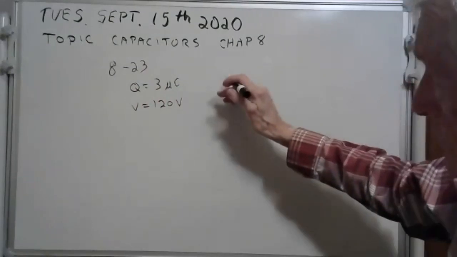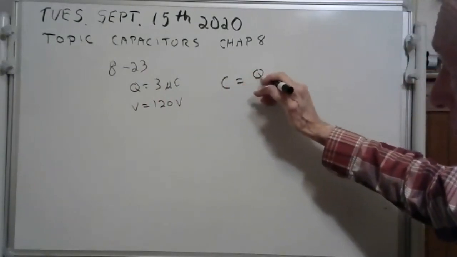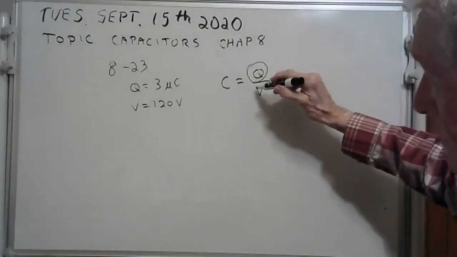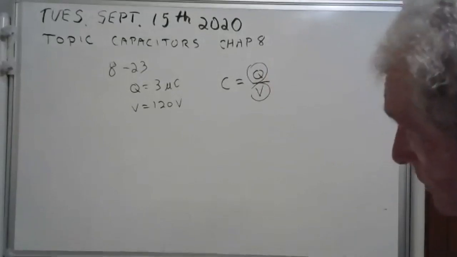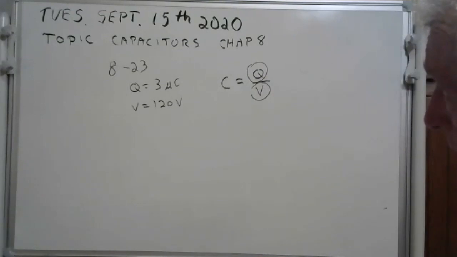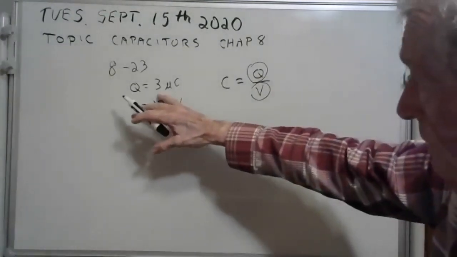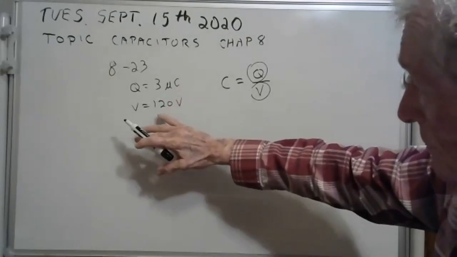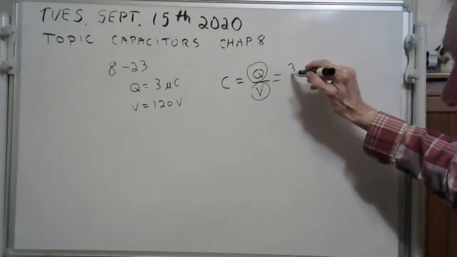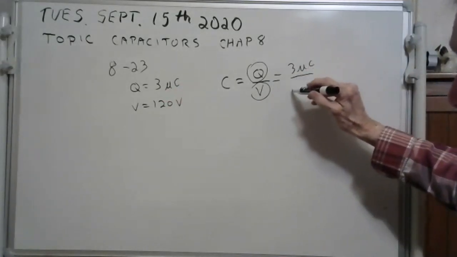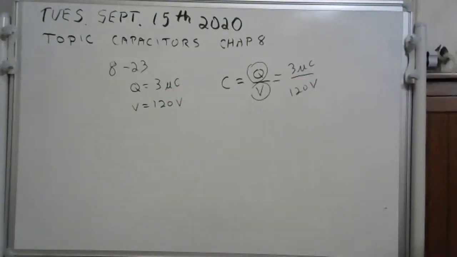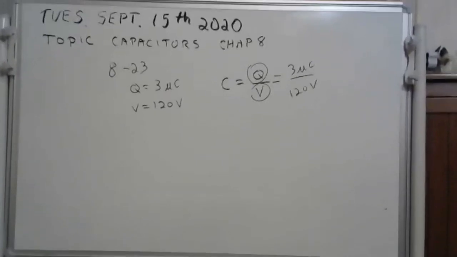Well, we've got the relationship. It goes like this. Look, they give you the charge and they give you the volts. And what do they want? They want to know the capacitance. Well, we can do that. You would take the 3 microcoulombs and divide by 120 volts. I can do that. You do it. I'm going to do it. We're going to find our capacitance. Go for it.